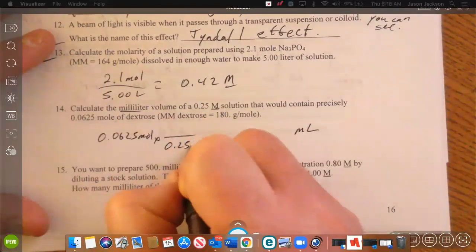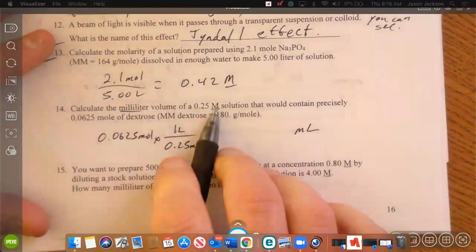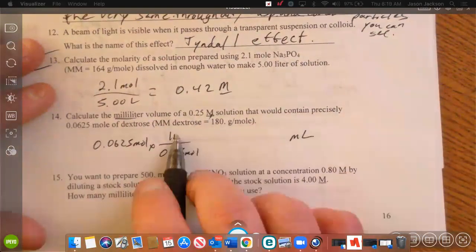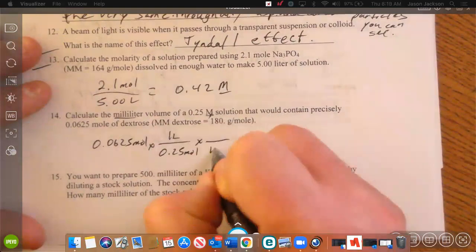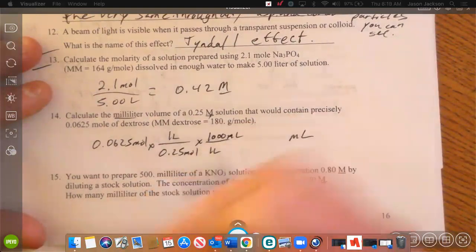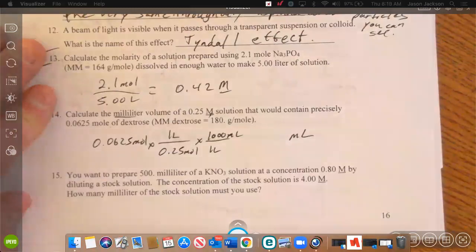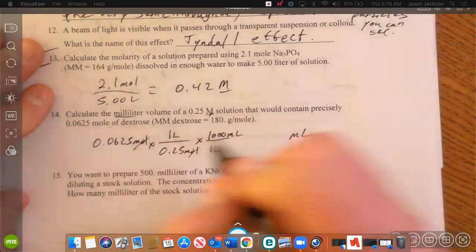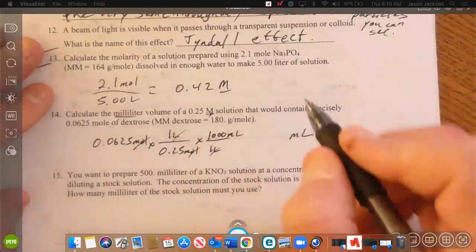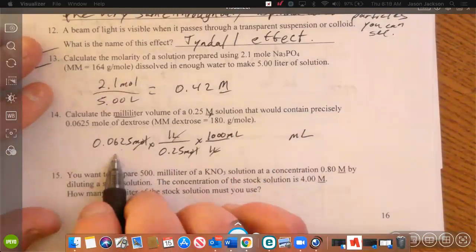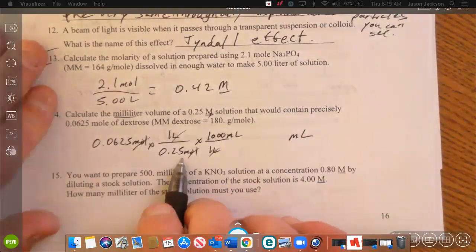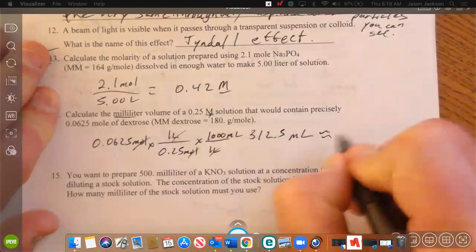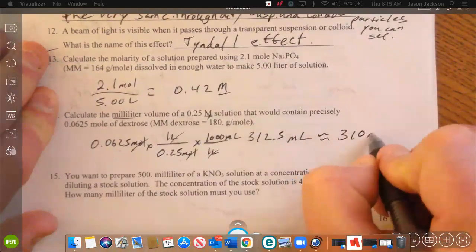Since I have mole, I want mole on the bottom. Every 0.25 moles is 1 liter by the molarity. That is moles per liter. I don't want liters though, I want milliliters. So every 1 liter is 1,000 milliliters. 0.0625 divided by 0.25 times 1,000 would be 312.5. I only have 2 significant digits, so 312.5 will have to be equal to 310 milliliters.